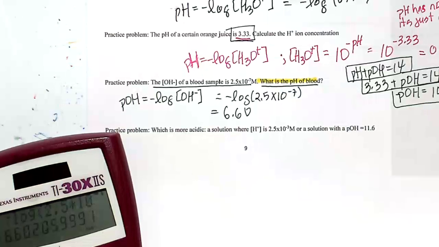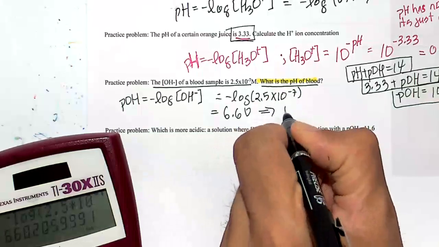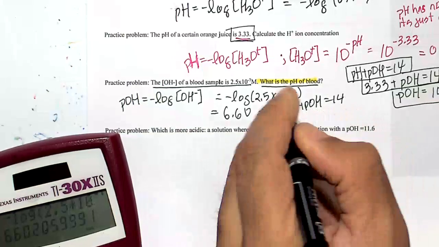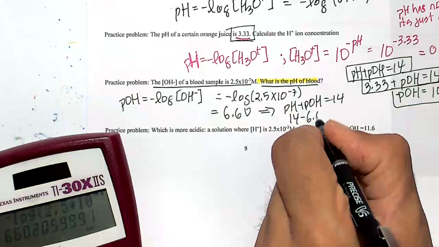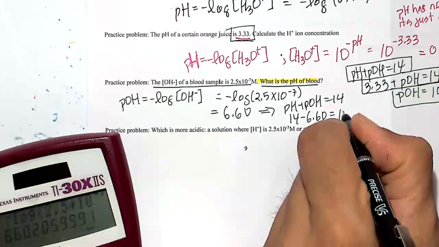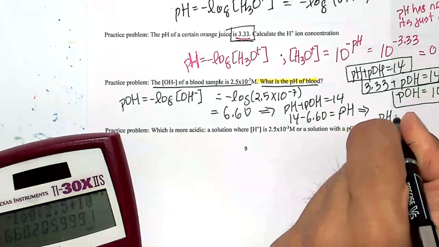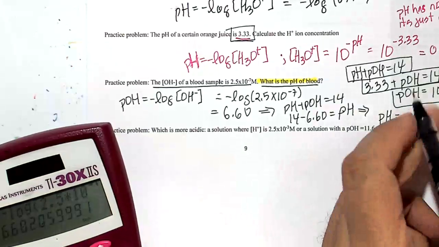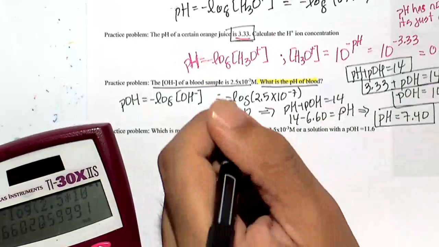pH plus pOH is equal to what? 14. So we got our pOH is 6.6, so 14 minus 6.6 is equal to pH. So our pH is, what's our pH? 7.4. Yeah, 7.4. Okay, so this is our answer.